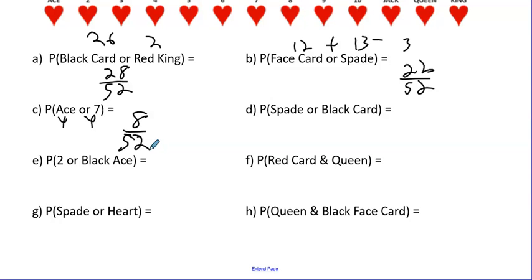A spade. Well, there's 13 of those. Black card, there's 26 of those. Well, technically there is an overlap. There are 13 black spades, so it's this. So it's just 13 out of 52.